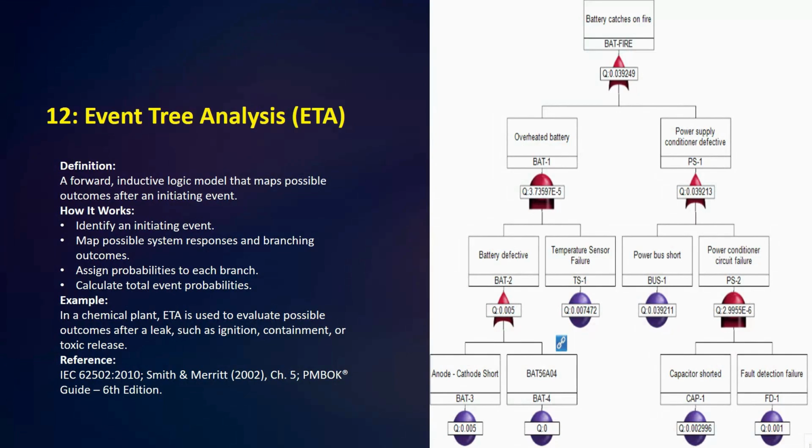Okay, so first you start with an initial event. From there, you map out a sequence of possible outcomes. Each branch of the tree represents a different path the situation could take, allowing you to visualize and assess all the potential consequences. So this helps you to understand the various scenarios that might unfold. Okay, so next we have the example in a chemical plant. ETA is used to evaluate possible outcomes after a leak, such as ignition, containment, or toxic release.